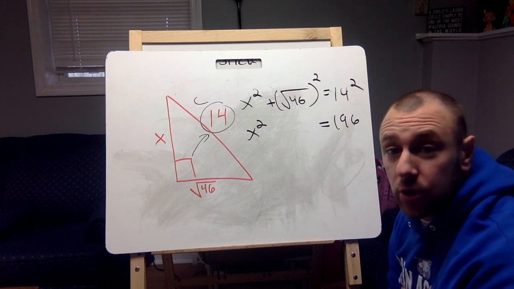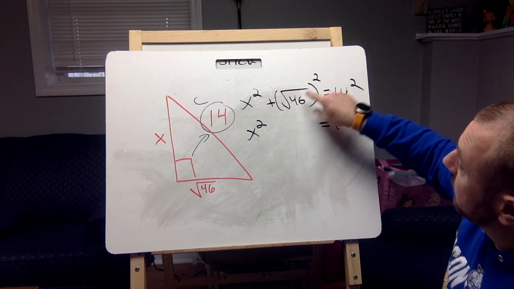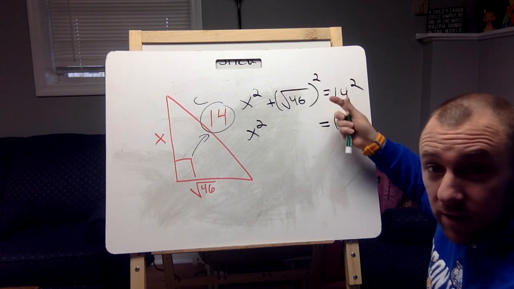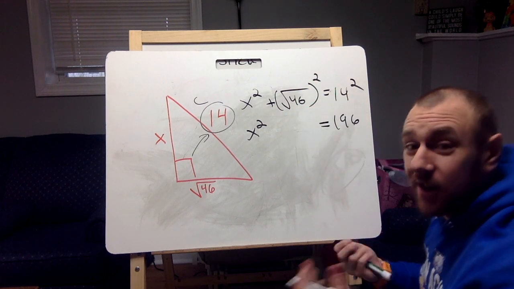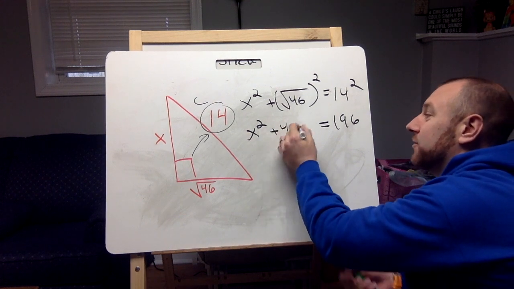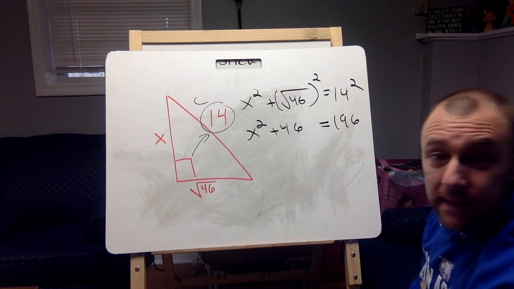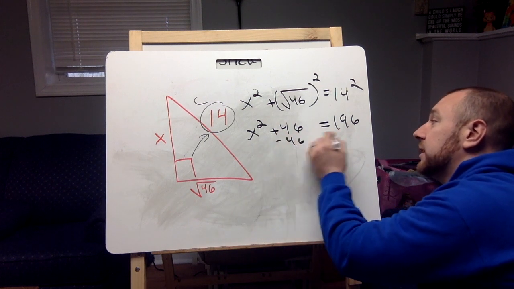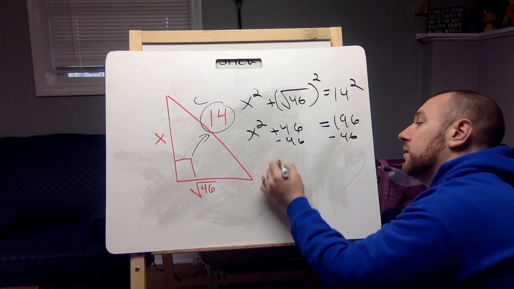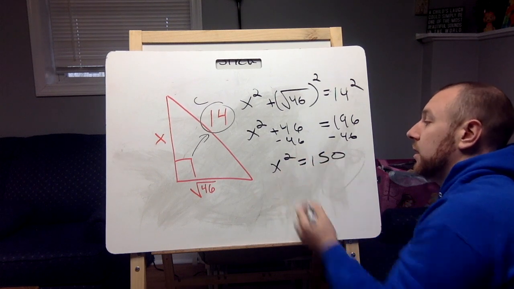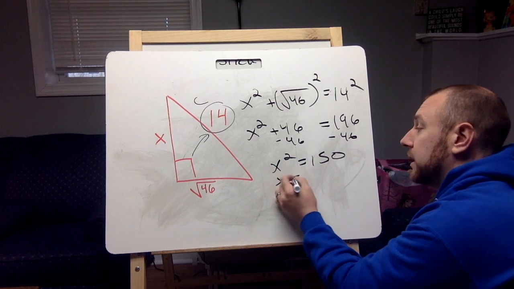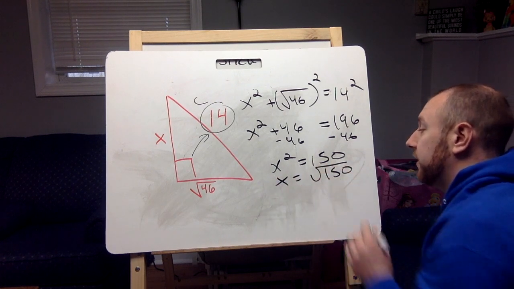But how would I do this? Well, the trick with this is, if this is a square root and this is a square, they're opposites of each other. They're inverses, like multiplication and division. They undo each other. So what happens is I'm left with that. It just cancels the square root out. Now when I subtract the 46 from both sides, I have 150, and then I take the square root of 150.